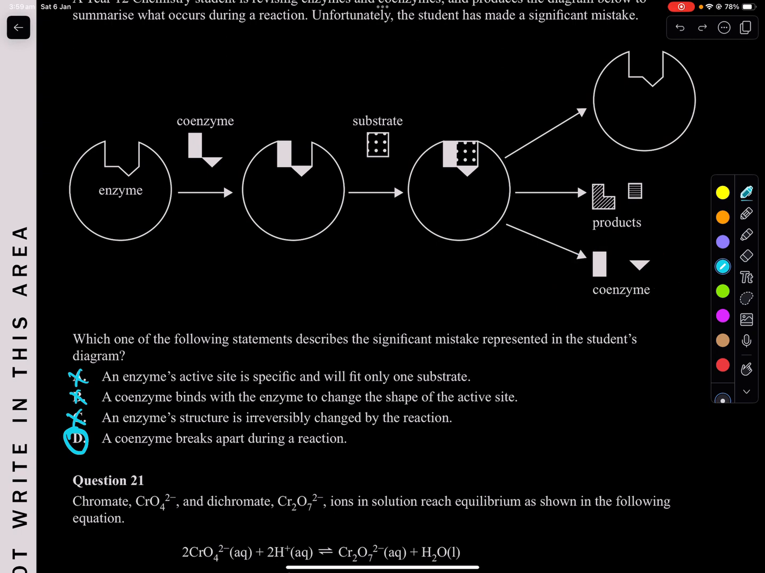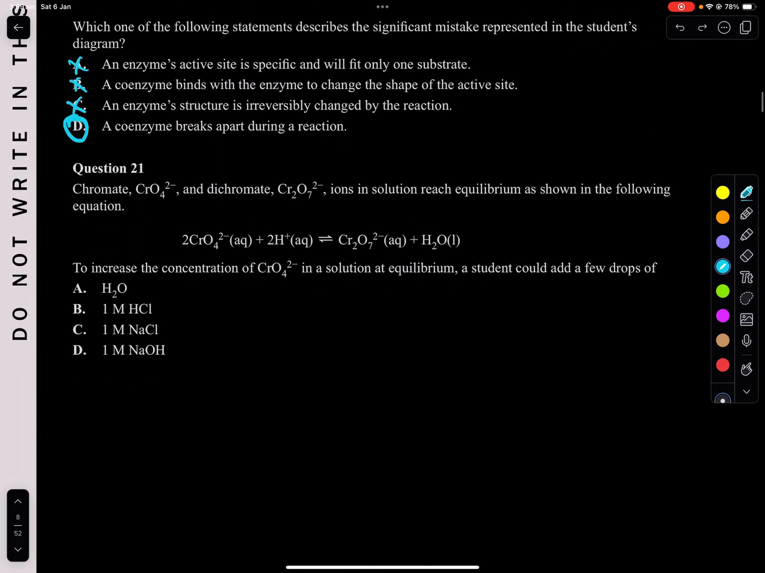So, easy. Question 21. Chromate and dichromate ions in solution reach equilibrium as shown in the following equation. To increase the concentration of CrO4, so we want to increase the concentration of this. Yeah, that's the one. In a solution at equilibrium, a student could add a few drops of what?